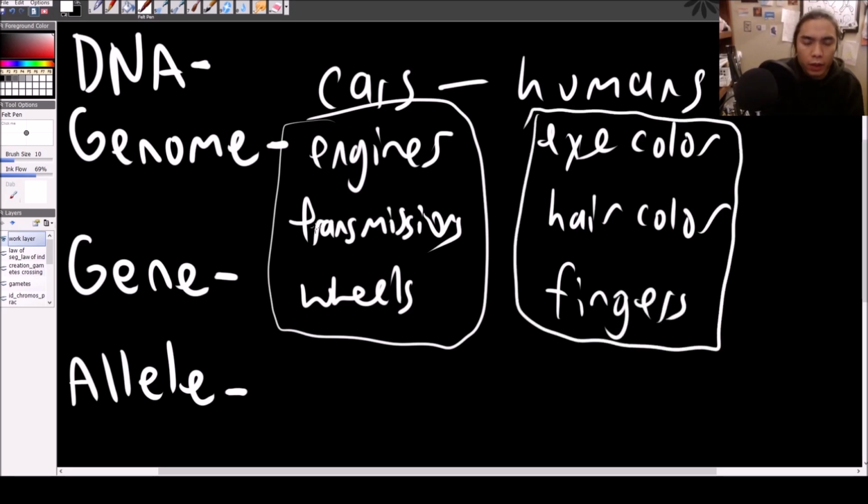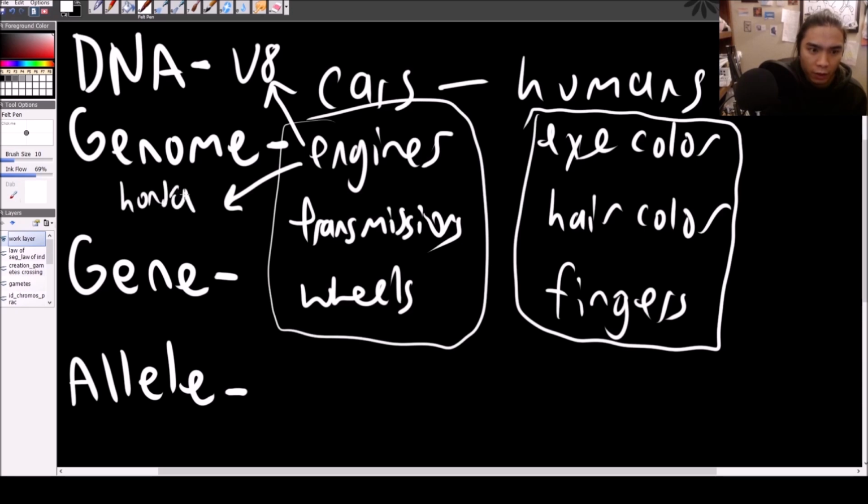Cool. But not all cars have the same engine. That's what makes cars different. That's what makes humans different, that they're different. One car might have a V8, and another one might have, I don't know, a Honda engine. Yeah, so those are different engines, right?